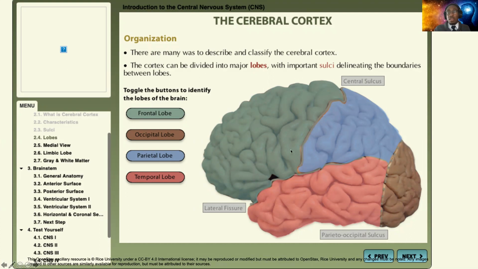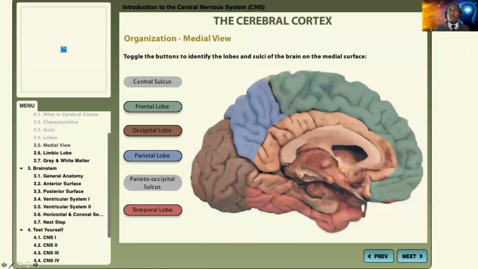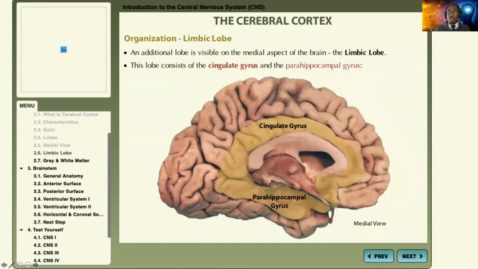And you'll see here that the different lobes of the brain are separated by some major sulci and gyri, notably the central sulcus, the lateral fissure, and the parietal occipital sulcus. You'll also see a view of the four lobes of the brain from the inside. So this is looking from the inside, if you cut the brain in half down the middle, at their location. You'll also see the location of the limbic system, which is, once again, subcortical structures, so they're hidden inside the brain, beneath the cortex.